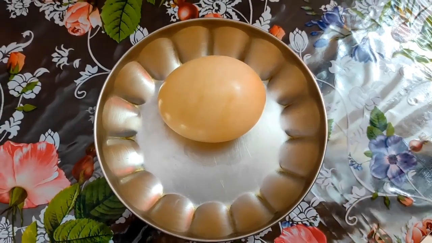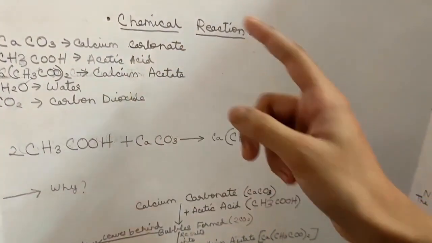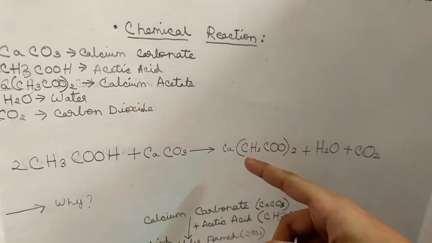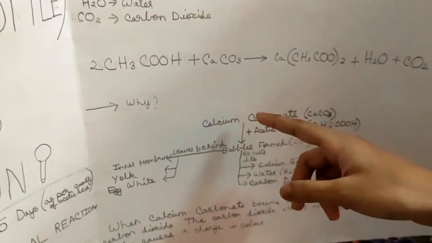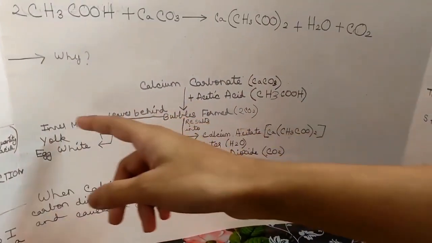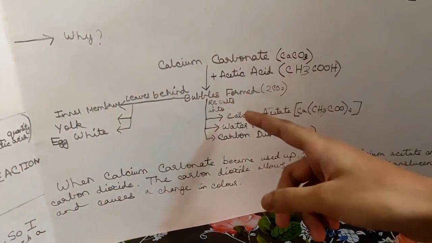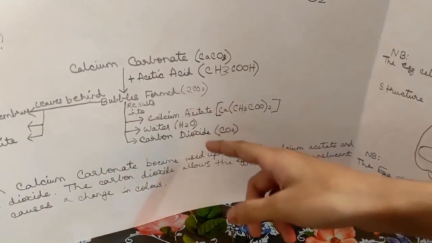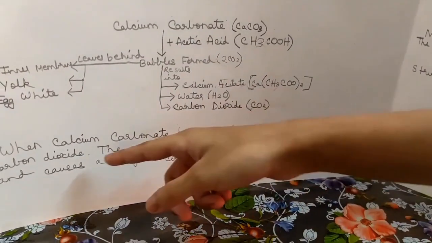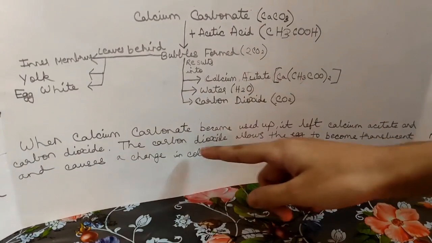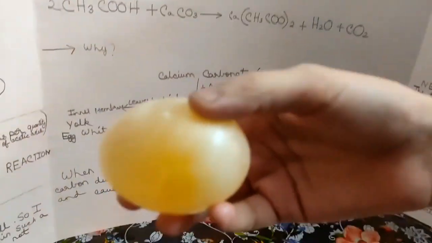Now let me show you the chemical reaction that occurs. 2CH3COOH, which is acetic acid, plus calcium carbonate, makes calcium acetate plus water plus carbon dioxide. So I get calcium carbonate plus acetic acid, which forms the bubbles, that leaves behind the inner membrane, yolk and egg white, which results in calcium acetate, water, and the carbon dioxide, which is the bubbles. When calcium carbonate became used up, it left calcium acetate and carbon dioxide, which I note over here. The carbon dioxide allows the egg to become translucent and causes a change in color. As you can see, the egg is translucent.